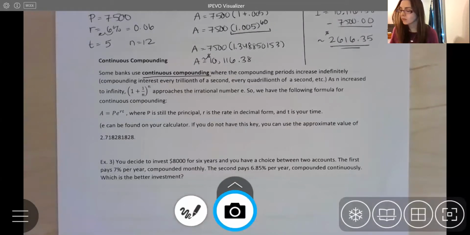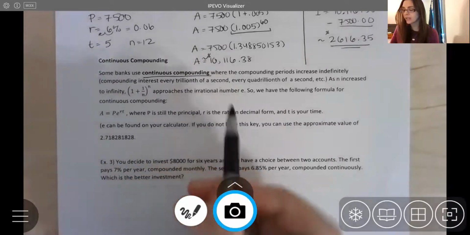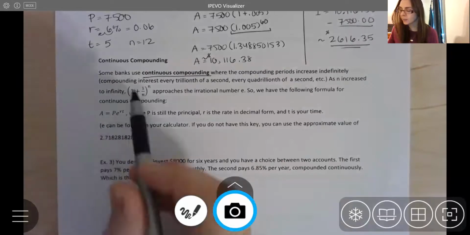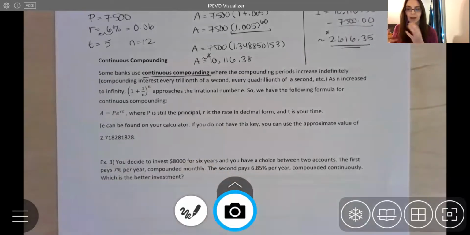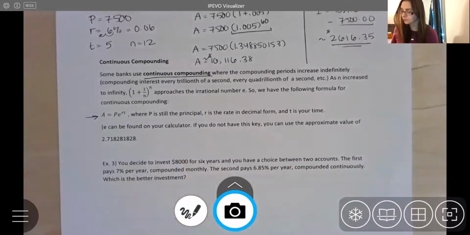As n increases to infinity, what ends up happening is this right here actually approaches the irrational number e. Those of you are probably more familiar with the number pi, but we also have other very common values that we use in mathematics, and one of them is e. So this approaches e as we start compounding more and more frequently, moving towards infinity. So our formula gets simplified, and it actually becomes this instead.